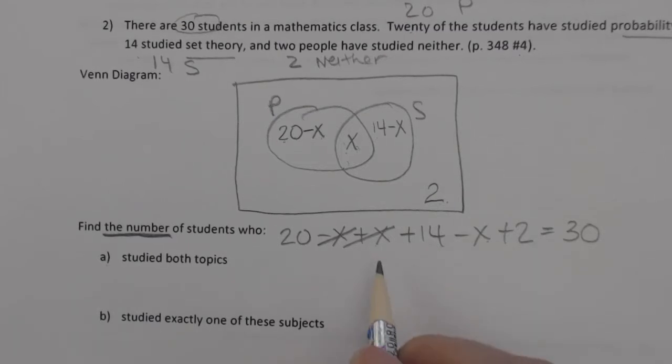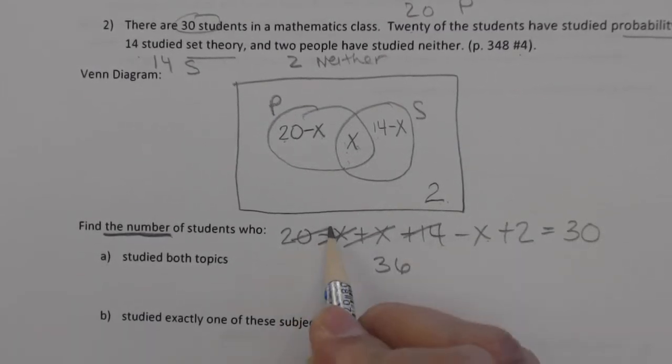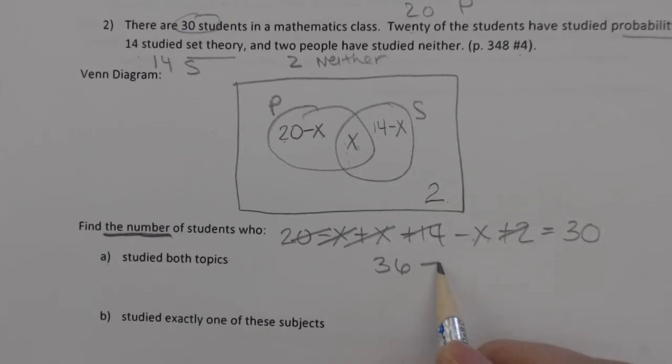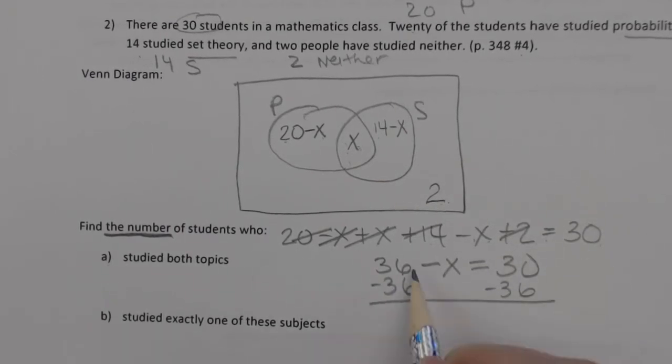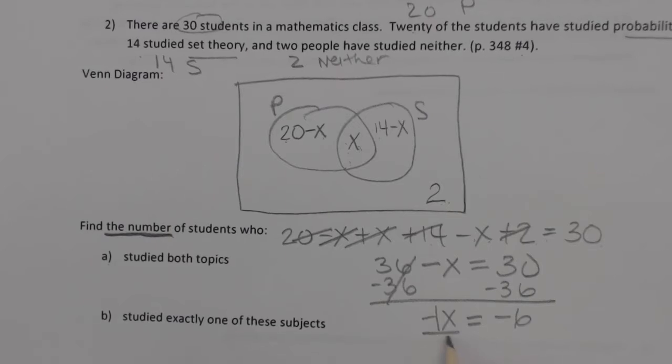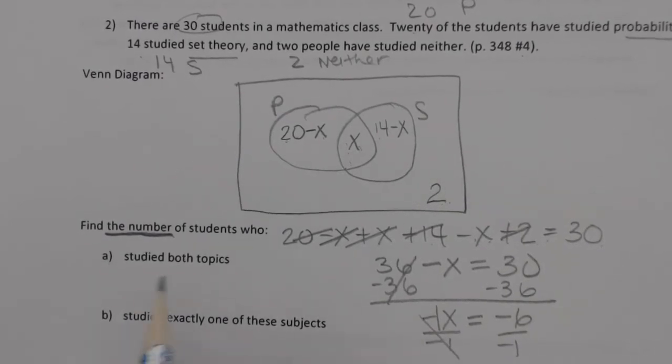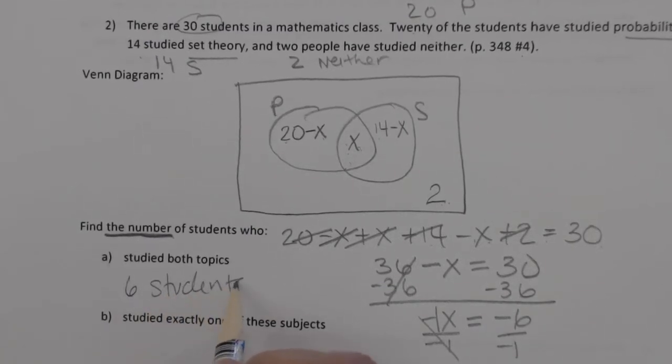20, 14, and 2 is going to give me 36. And so I'm going to cancel those out. And then what I have left is minus X. I'm going to bring it down and bring down my equals 30. I go about solving this, minus 36, minus 36. Bring down my minus X, that's really negative 1X, equals negative 6. Divide out my negative, so I get X equals 6. So studied both 6 students.